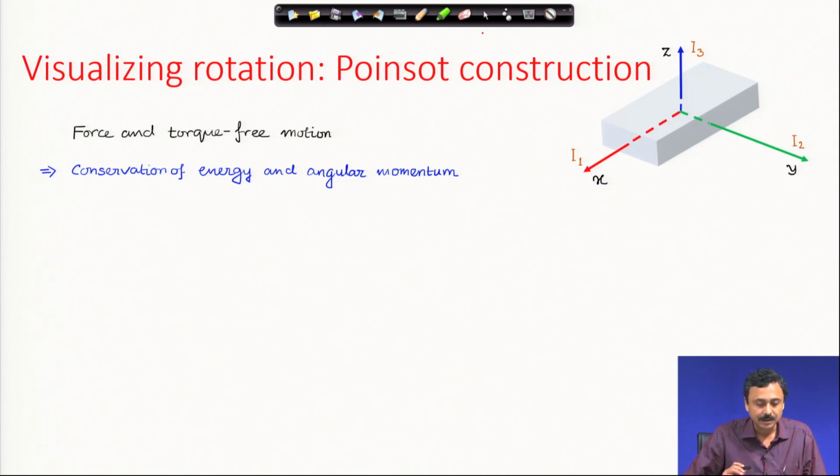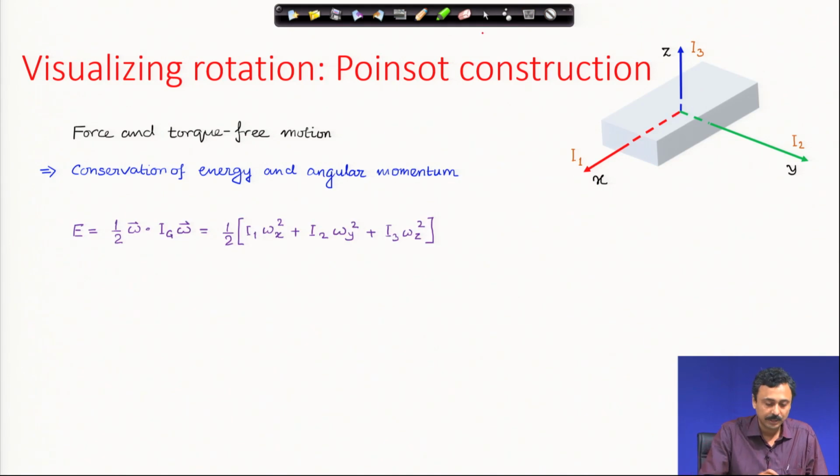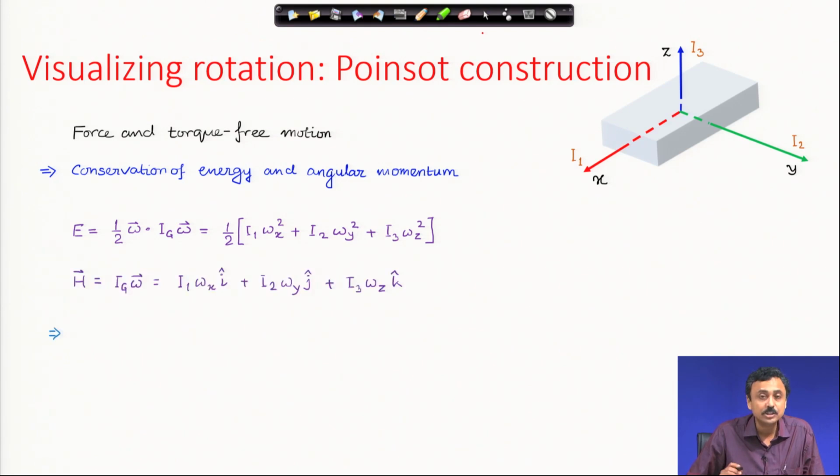Okay, with that understanding, let us write down the energy and angular momentum. Energy is half omega dot I omega, we know everything. The moment of inertia tensor is diagonal, because we are considering this frame as the principal body fixed frame, and omega x, omega y, omega z are the three components of the angular velocity. This is the energy, and this is going to be a constant scalar quantity. Angular momentum, which is given by the moment of inertia tensor times the angular velocity, is a vector quantity: I1 omega x i cap, plus I2 omega y j cap, plus I3 omega z k cap.